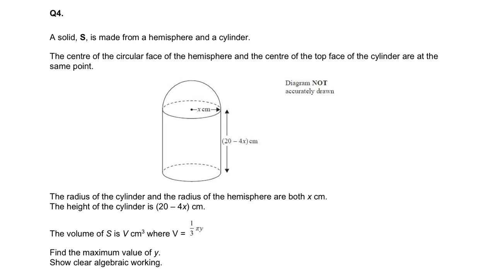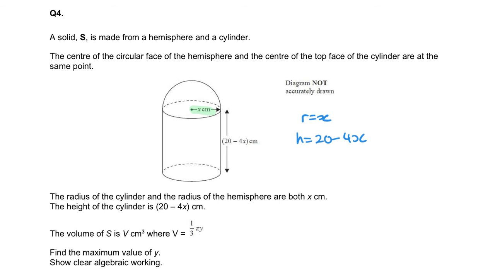Question 4. A solid S is made from a hemisphere and a cylinder. The centre of the circular face of the hemisphere and the centre of the top face of the cylinder are the same point. So this basically just says that they both have the same radius, and in this case our radius is x. If we look at the diagram, the radius of the cylinder and the radius of the hemisphere are both x. The height equals 20 minus 4x.